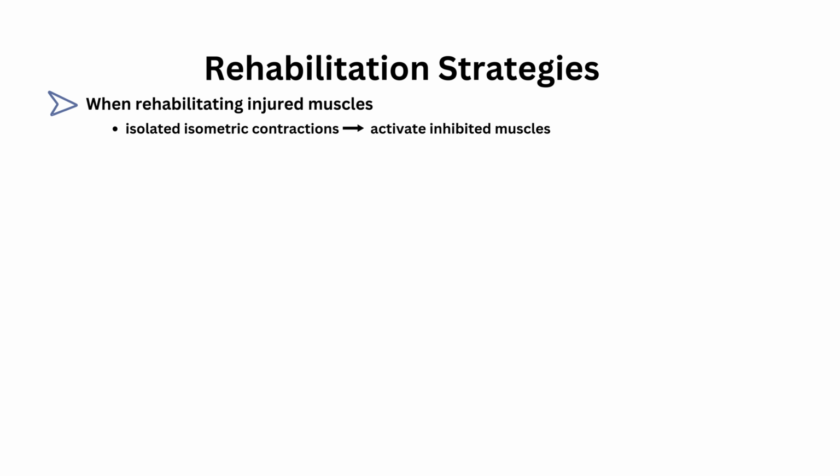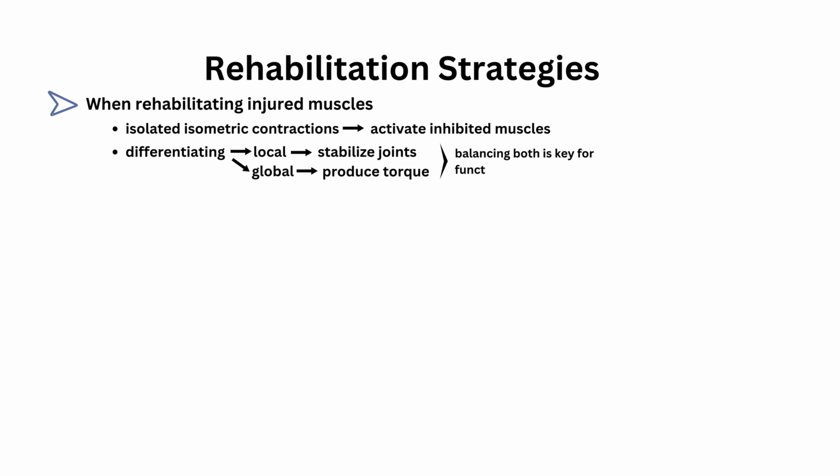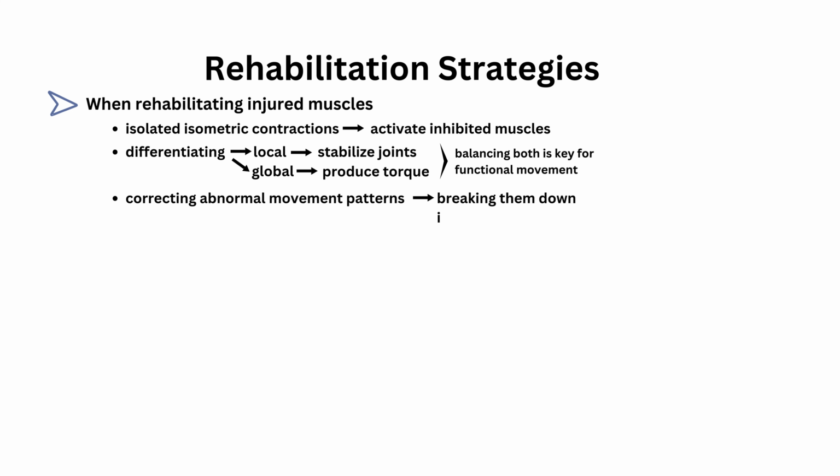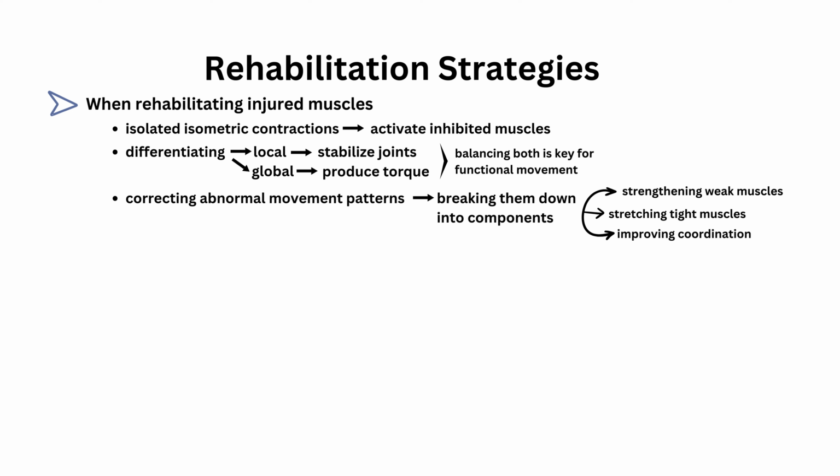after an ACL surgery. Differentiating between local and global muscles, where local muscles stabilize joints and global muscles produce torque. Balancing both is key for functional movement. Correcting abnormal movement patterns by breaking them down into components. This may involve strengthening weak muscles, stretching tight muscles, and improving coordination through specific exercises.